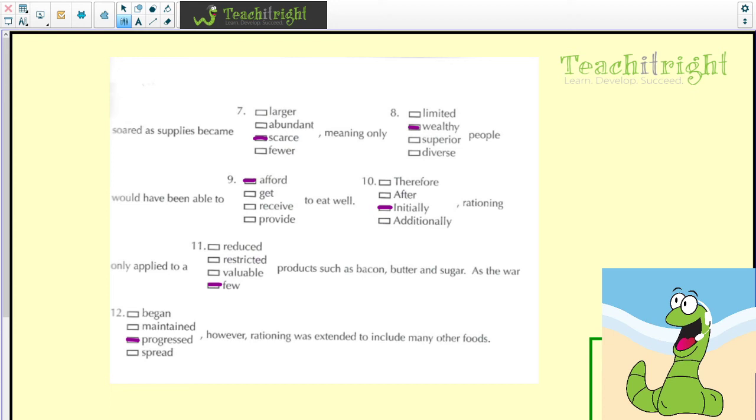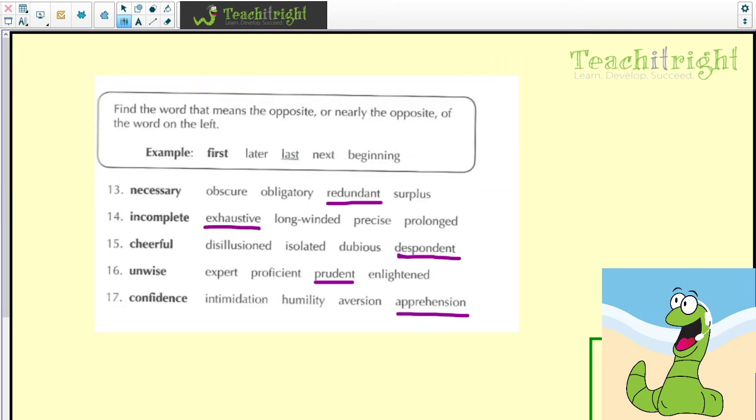Initially, rationing only applied to a few products, such as bacon, butter and sugar. As the war progressed, however, rationing was extended to include many other foods. So hopefully where you've seen the line, those are the words that you need to select. Remember, there's only going to be one word that makes sense in the sentence. Let's have a look at the next ones.